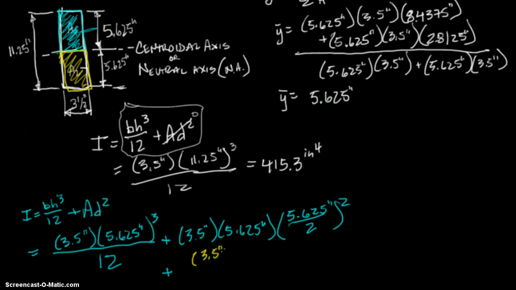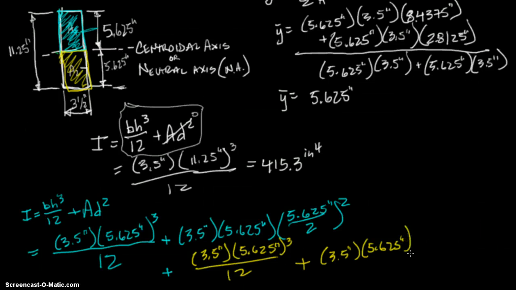For A2, the base is 3.5, the height is 5.625 cubed over 12. Remember, this only works for rectangles or squares. So that's BH cubed over 12 plus AD squared. A is 3.5 times 5.625, that is A, length times width. And then you want to take D, which is 5.625 divided by 2.